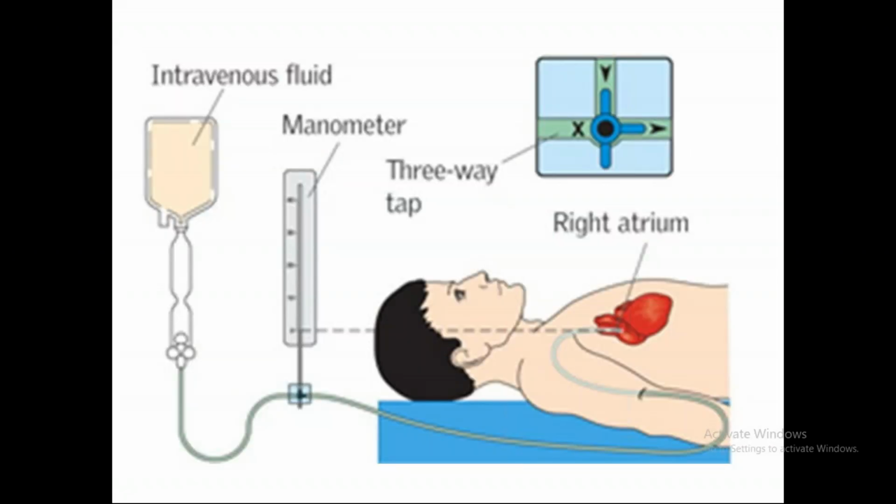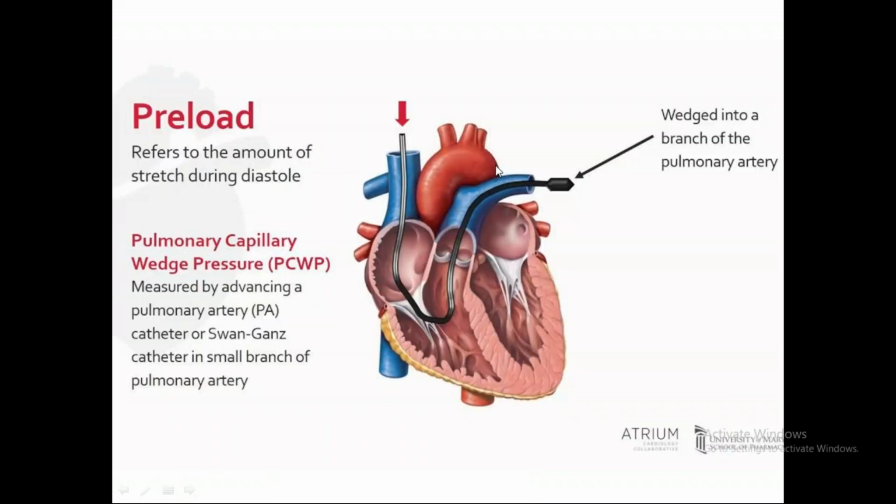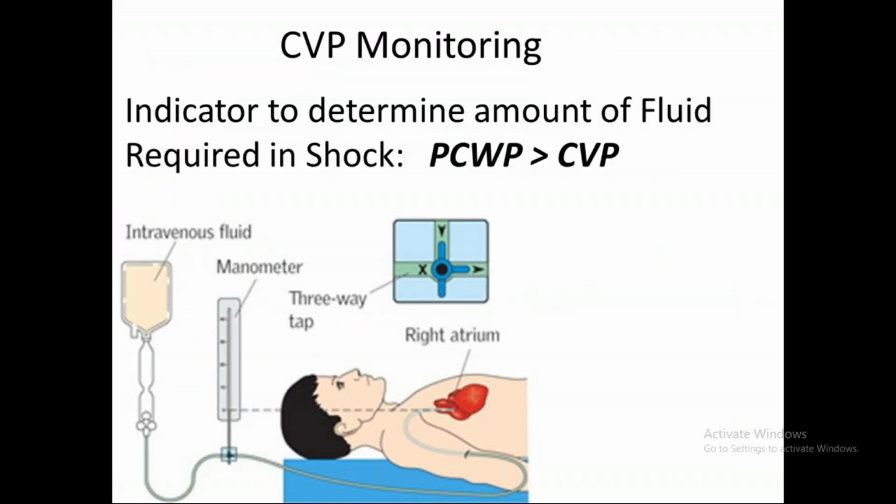Next, what is this? So this is something called CVP monitoring, central venous pressure monitoring. This is not PCWP, pulmonary capillary wedge pressure. So basically, it's an indicator to determine the amount of fluid required in shock. Like the treatment of shock is fluids, right? But how much amount of fluids do we need to give? Are the fluids we're giving enough or not? We need an indicator. So the best indicator is the pulmonary capillary wedge pressure. But this is too invasive. Though the most commonly we use in our wards is CVP monitoring, central venous pressure monitoring. ठीक है, ऐसे करते हैं.